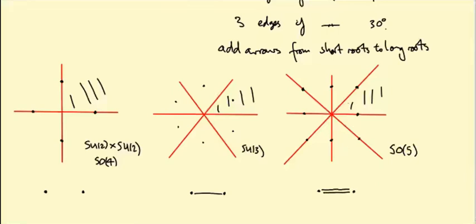And now, let's think about this. This mirror here is orthogonal to this short root. This mirror here is orthogonal to this long root. So those are our simple roots. Actually, this diagram is completely symmetric. It doesn't really matter. But we put an arrow from the mirror corresponding to the short root to the mirror corresponding to the long root, and we get this diagram.